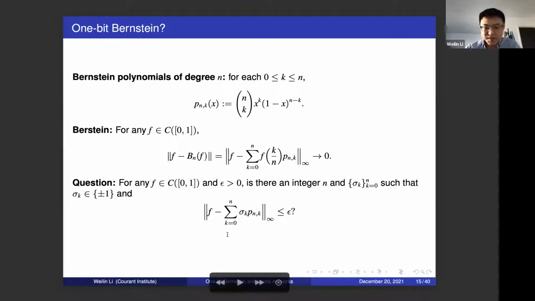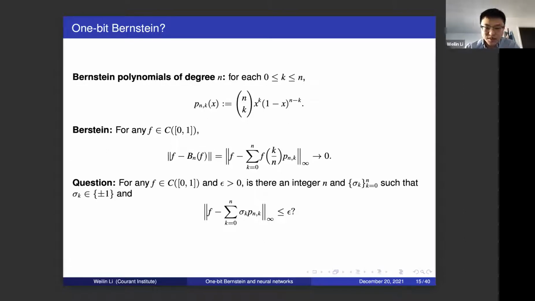The first reason is scaling. The sum of these Bernstein polynomials is always 1. So if the sigma k's are plus or minus 1, the biggest this could be is 1, and the smallest it could be is negative 1. So there's no hope of approximating every continuous function. But that's not an issue. It's just a scaling issue. So you could just simply say that, okay, let's say f is bounded by 1.